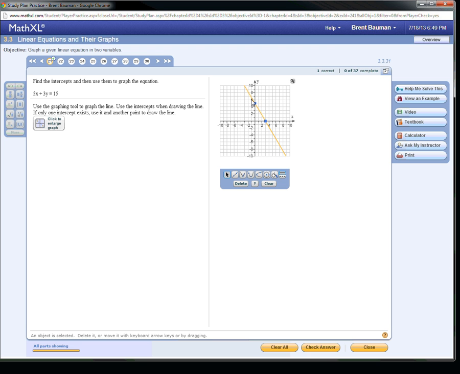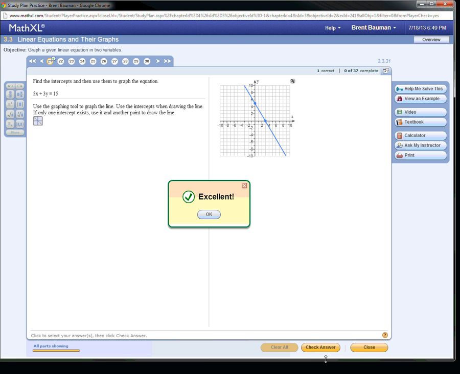Once you have your 2 points selected, that gives you your line. You have to have the 2 points. We hit check answer. Excellent. So that's graphing a linear equation using the intercepts. If you want to try another problem, you just hit similar exercise. You can try again. Hope that helps.